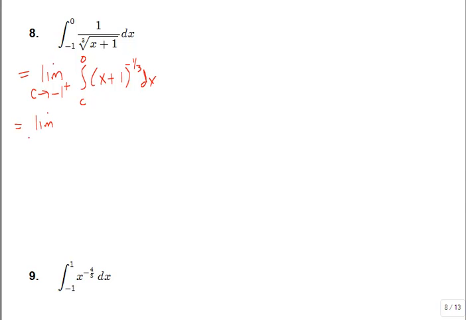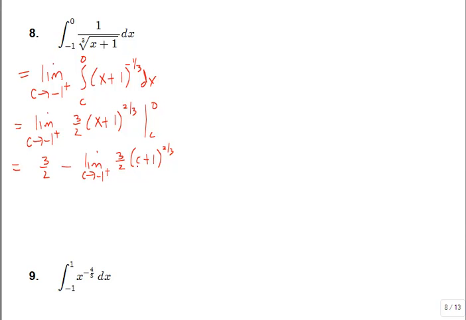So the antiderivative of that, when I add 1 to that power, becomes a 2/3 power with a 3/2 out front. So when I plug in 0, 0 plus 1 is 1, 1 to the 2/3 is 1, times 3/2 is 3/2. Minus, if I plug in c, I'm going to get 3/2 times c plus 1 to the 2/3, and I'm taking the limit of that as c goes to negative 1 from the right. So negative 1, if you were to plug that in, negative 1 plus 1 would be 0. 0 to the 2/3 stays 0. So this whole thing does end up going to 0, which means my overall limit does converge and is equal to 3/2.